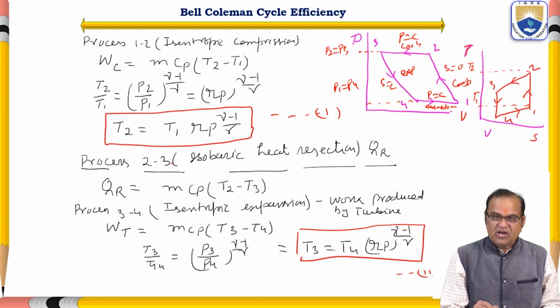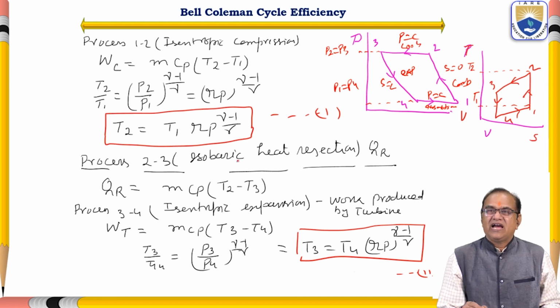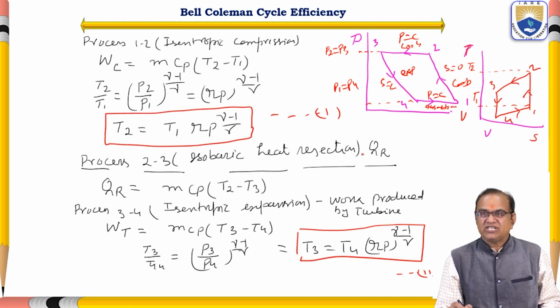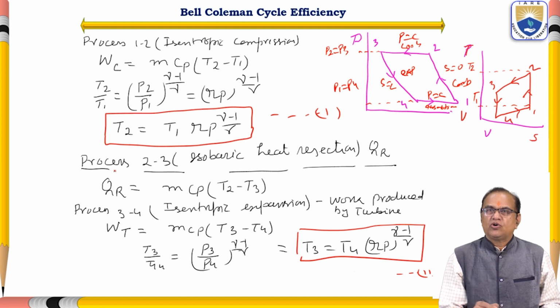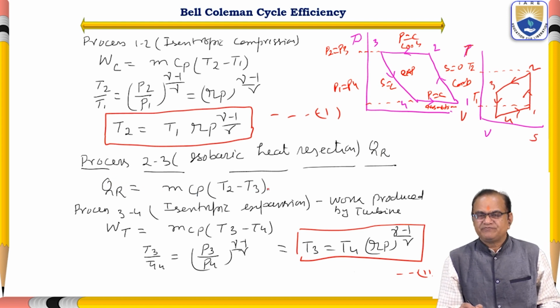So here process 2-3, the heat is rejected at isobaric heat rejection. It is called QR. So QR is equal to m Cp (T2 minus T3).